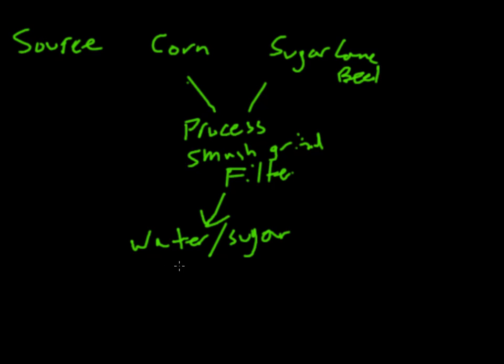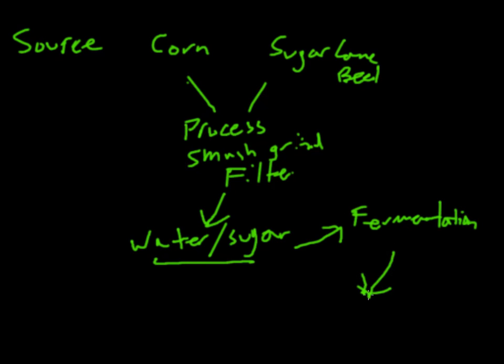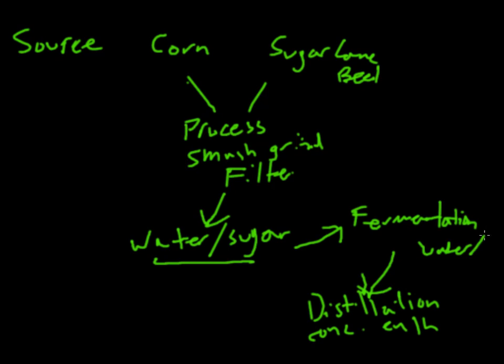Then what we do is we take that water and sugar and we ferment it. Fermentation produces alcohol, and then if we're going to use the alcohol as a fuel, we then need to distill it. So distillation, which means basically concentrating the amount of ethanol in the water ethanol mixture. So this will give us a water ethanol mixture.